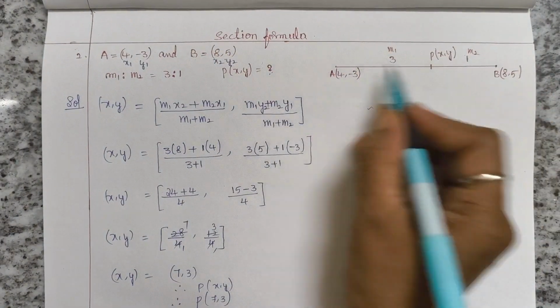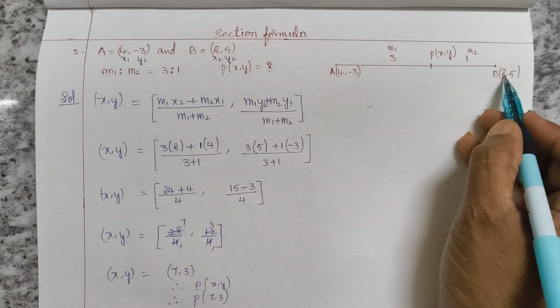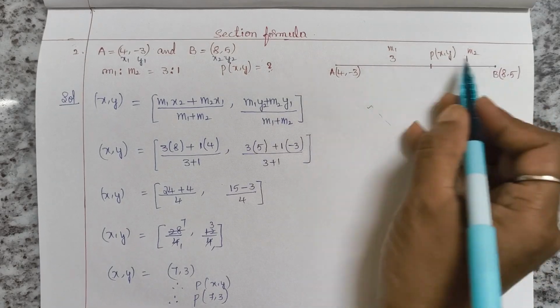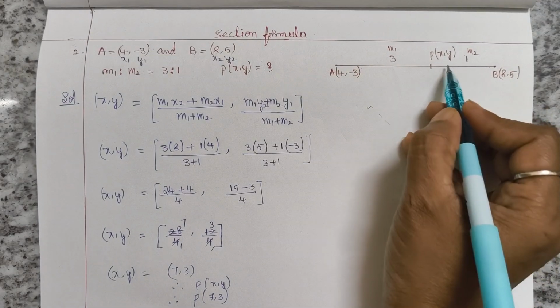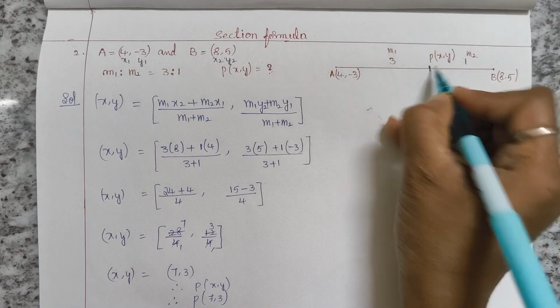One line is there, line AB. I am taking coordinates of A as 4, minus 3. B coordinates are 8, 5. This line is divided in the ratio 3:1. So this side is 3 parts, this side is 1 part. 3:1 ratio is there. Now what is the question?